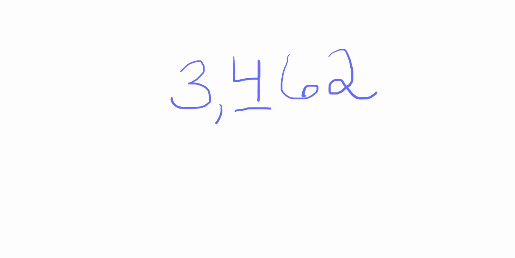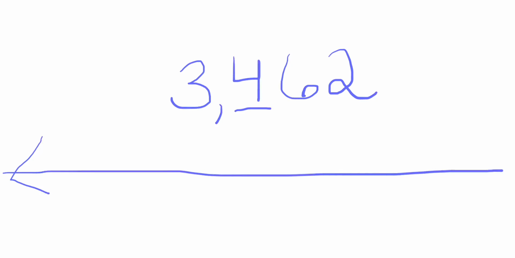So what I would do is I would draw myself a number line. And on one end of the number line, I'm going to look at this and say, well, this could round to 3,400, because that 3 in the thousands place is going to stay the same because we're not rounding it to the nearest 1,000. We're rounding this to the nearest 100.